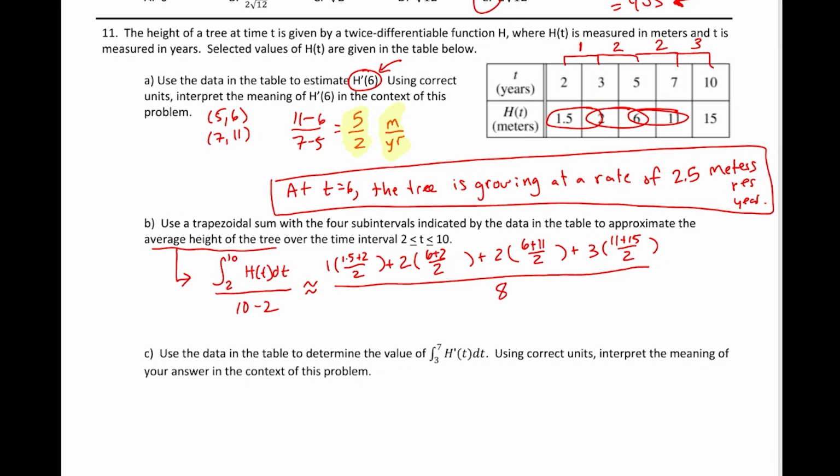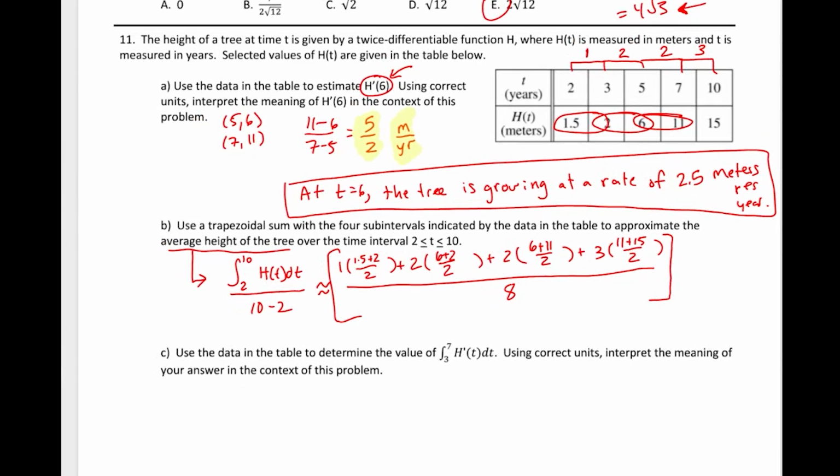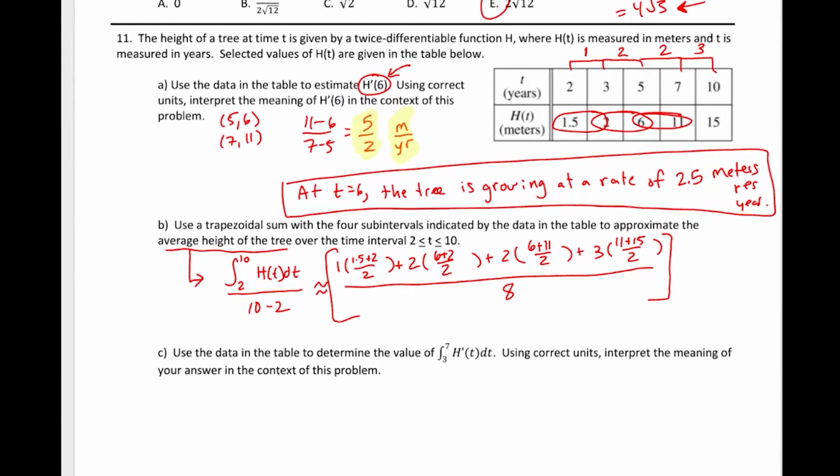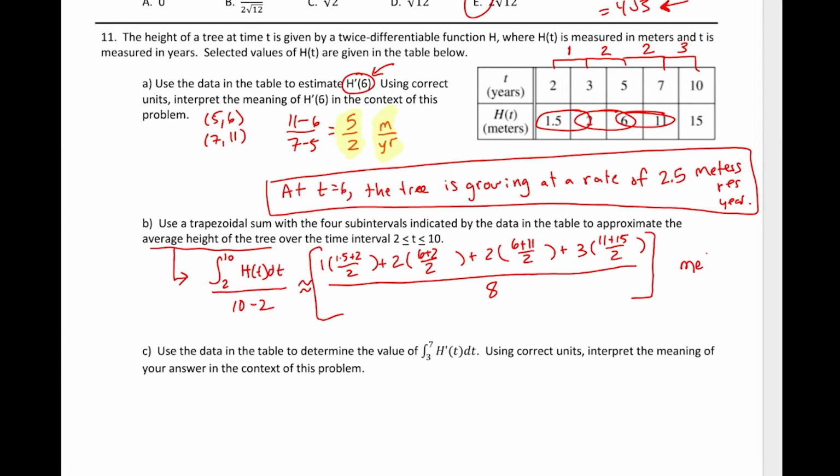I'm not going to even bother trying to simplify this. I'm not going to assume we can use a calculator here. So I'm just going to leave that alone and say that what this whole expression represents is the average height of the tree. So our units are in meters, and that's your answer.